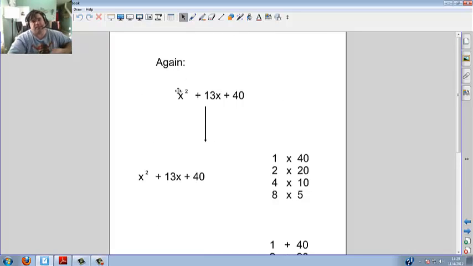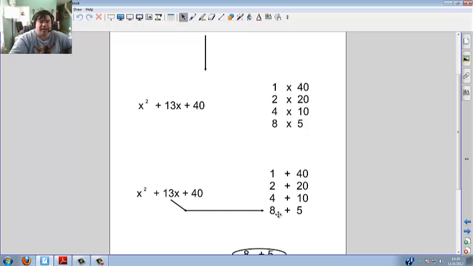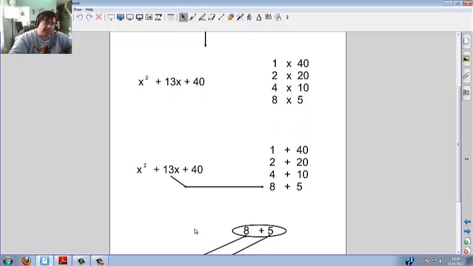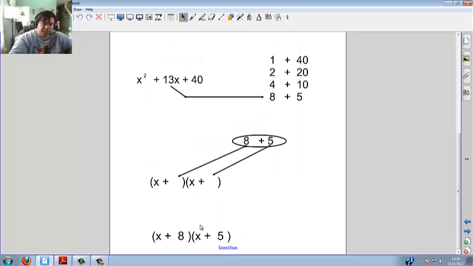Let's do it again. Again, make this x squared 1x, and 1 times 40 is 40. So I have to split up all the possible 40s. 1 times 40, 2 times 20, 4 times 10, 8 times 5. Which ones, if I add them up, would make 13? Notice how the 8 and 5 would make 13. So, x plus 8 and x plus 5. Pretty straightforward.